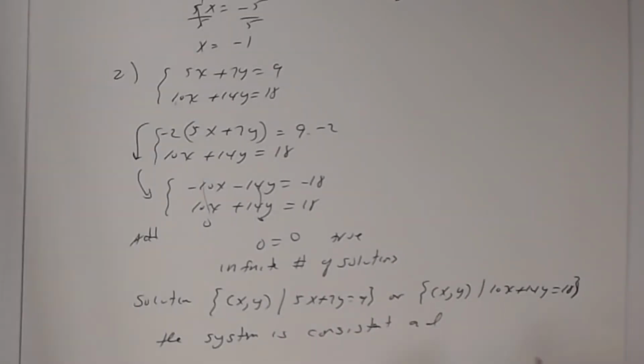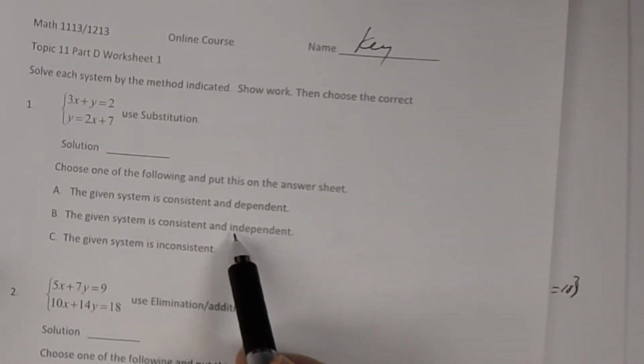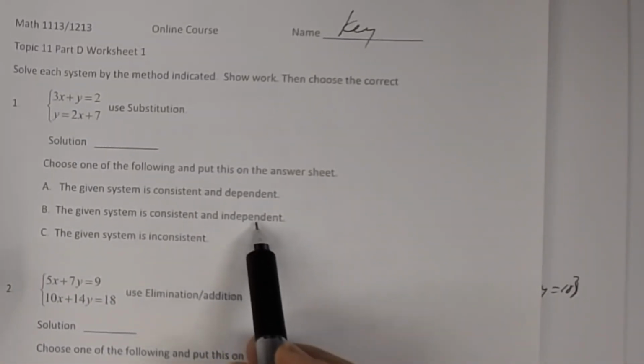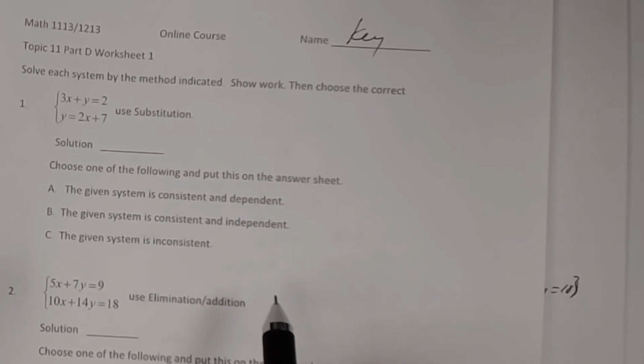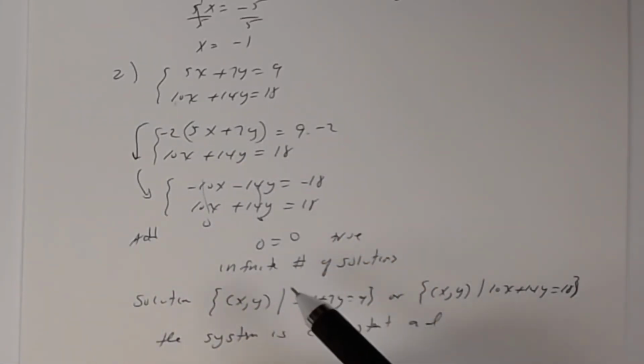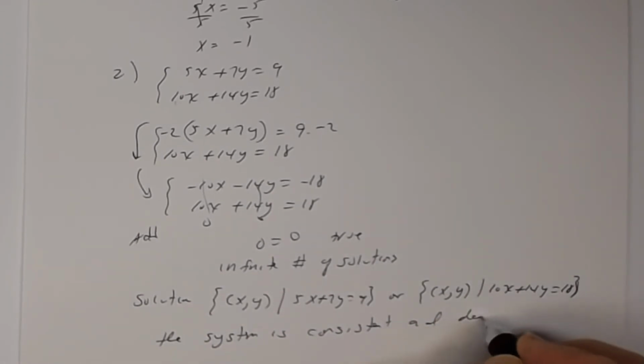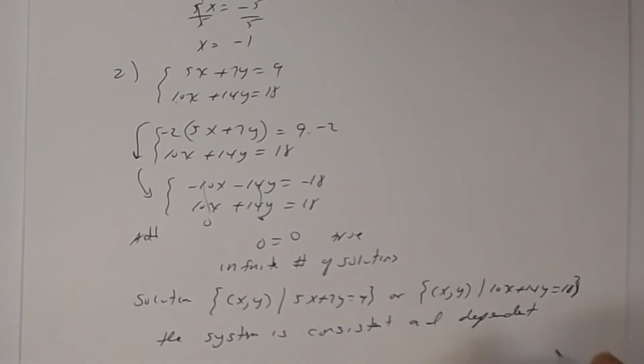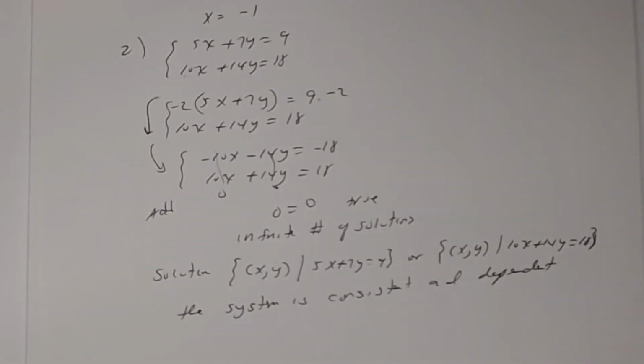And since infinite means not finite, remember finite is where your equations are independent of each other. If you have an infinite number of solutions, that means that those equations are dependent upon each other. So this is dependent. Okay, dependent. All right, let's go to number 3.